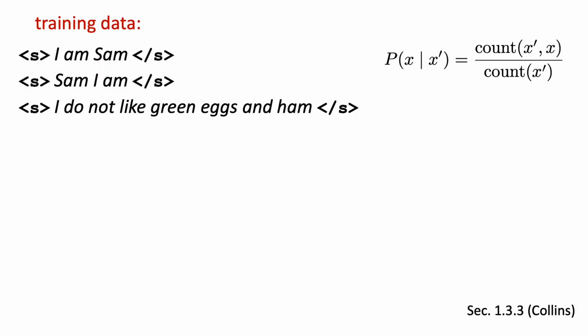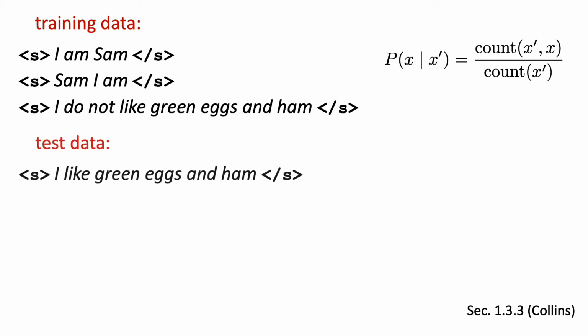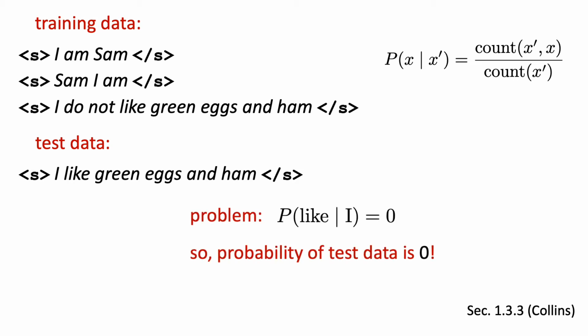In the last video, we saw a problem with maximum likelihood estimation for n-gram language models. If we have an n-gram in our test set that was not in our training set, such as "I like", the probability of the test data will be 0. In this video, we'll talk about smoothing, which helps to avoid zeros due to unseen n-grams.